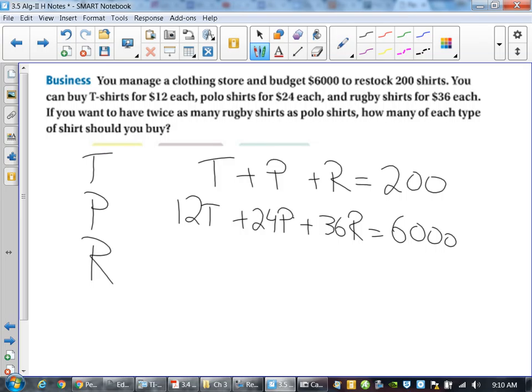Does the second equation have to equal 6,000? Because it's just a flex, you don't have to spend it. Or does it? In these cases, you want to spend all of it. I know you're thinking about what we did yesterday. In this case, you want to spend everything to stock that all out. And then the last one, you want to have twice as many rugby shirts as polo shirts. So you need 2p equals 1r.